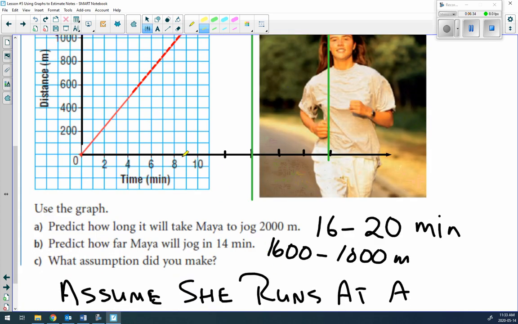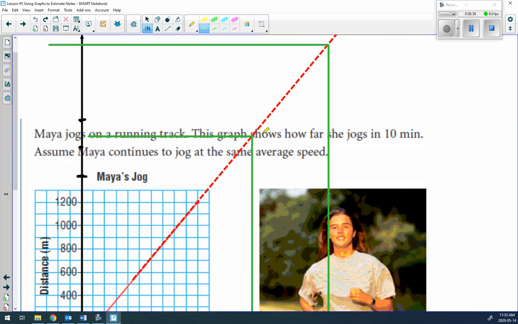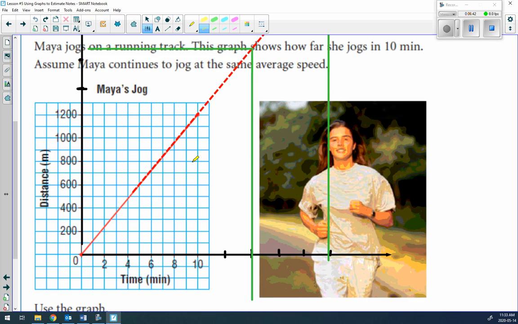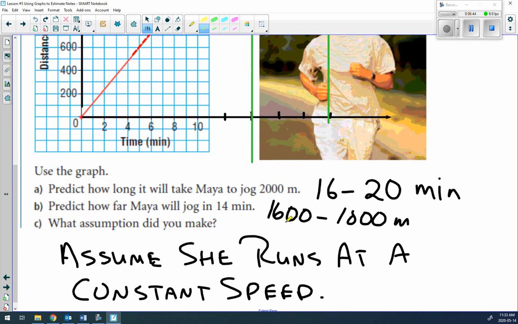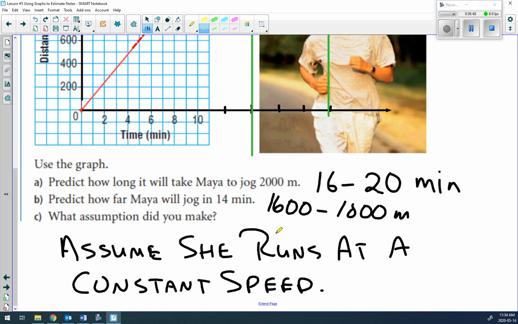Predict how far Maya will run in 14 minutes. Now that's not on here, so 8, 10, right? 12, 14. That's this line here, vertical line straight up, and then horizontal line across. And then you can figure out based on your scale, it's going to take her about 14 minutes. You can go about 1,600 to 1,800 meters. Now, that's assuming she runs at a constant speed. In reality, when you're running, you speed up and slow down. So that's a big assumption to make.